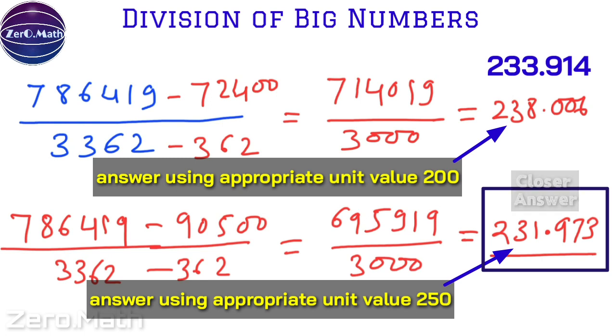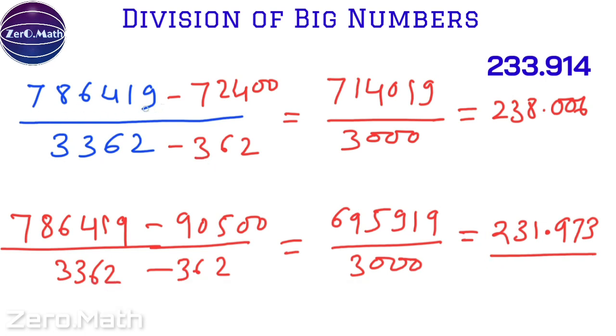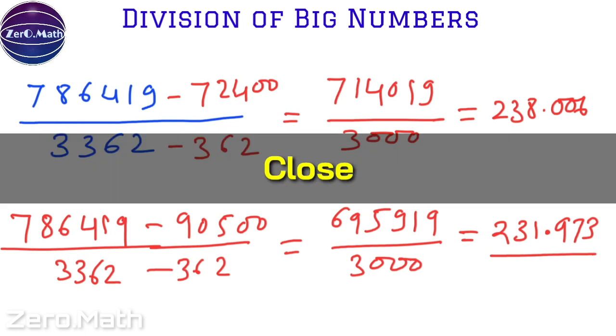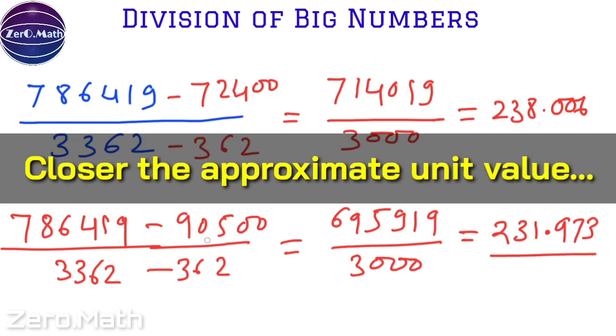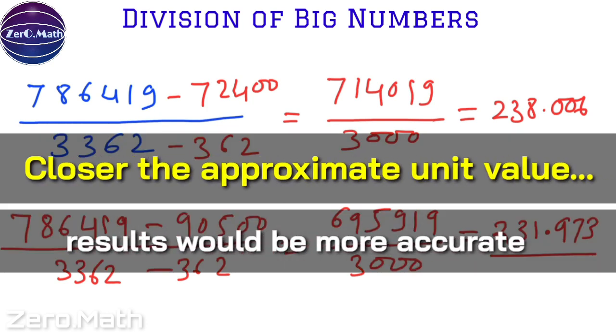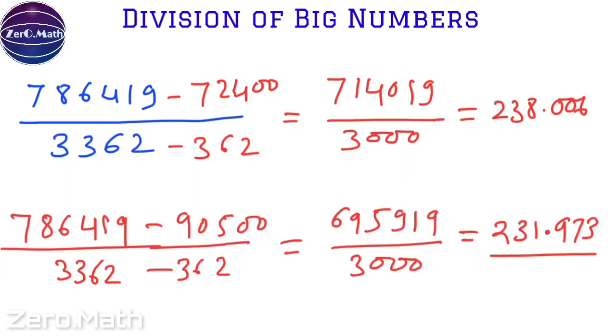This is the trick you are going to keep in your mind when you are dividing big numbers. If you can figure out the approximate unit value perfectly, then you are going to get a closer result. Of course, it needs some practice, but I think with some practice, you can definitely figure out the approximate unit value perfectly, which will definitely help you to solve such sums in less than 10 seconds.